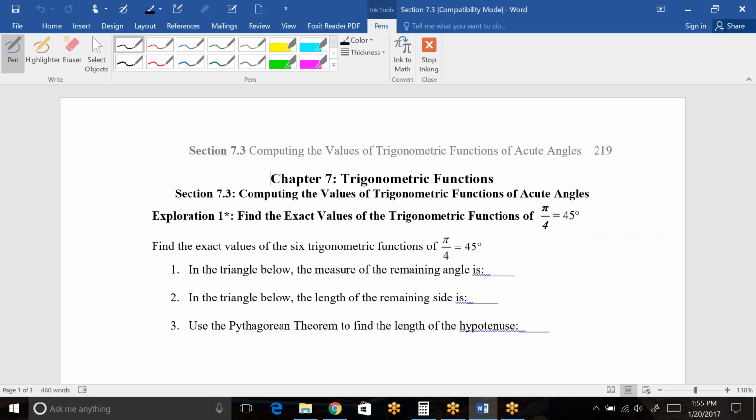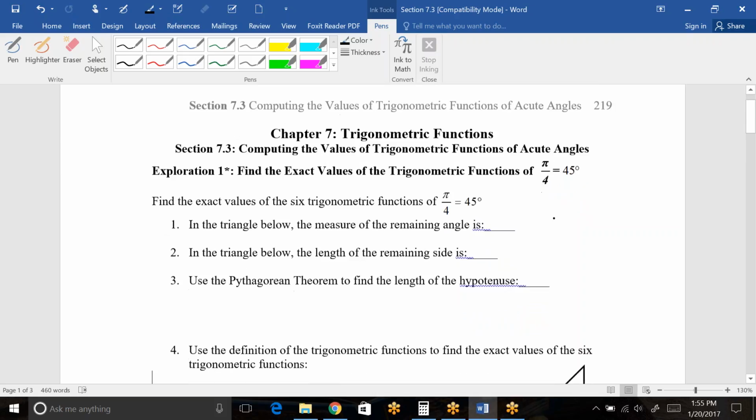Each of those has very special trig ratios that are going to pop up over and over again in our class, so it's very important that you get so familiar that you pretty much have these memorized. They will also be part of our unit circle, and we will use that over and over again throughout the whole class. So find the exact values of the trig functions of pi over 4, which equals 45 degrees.